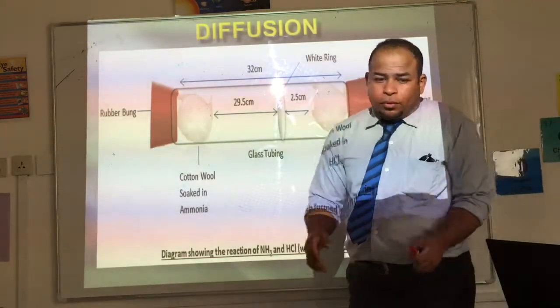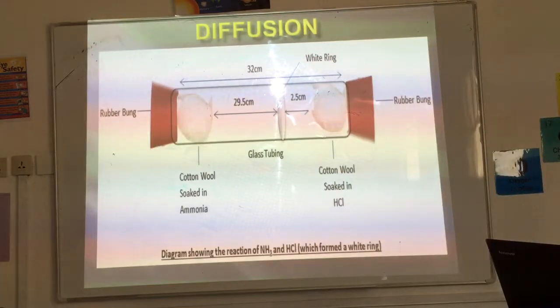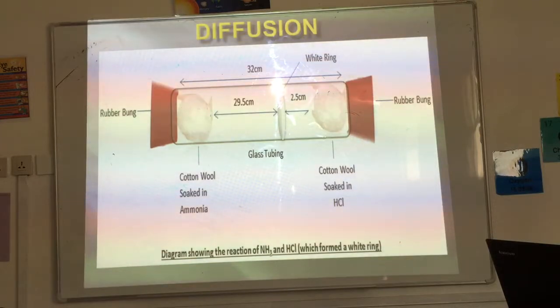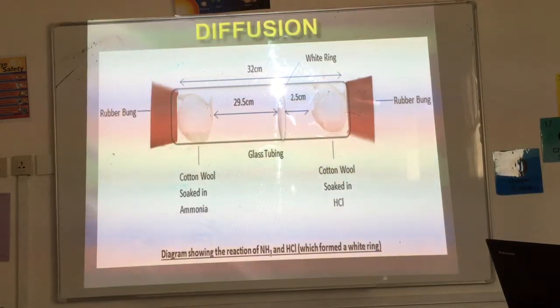Okay? But in this example, the ammonia smoke, for example, will move 29.5 centimeter because its mass is 17 only, but HCl will move 2.5 centimeter only. Why? Because the mass of HCl was 36.5, a higher mass.